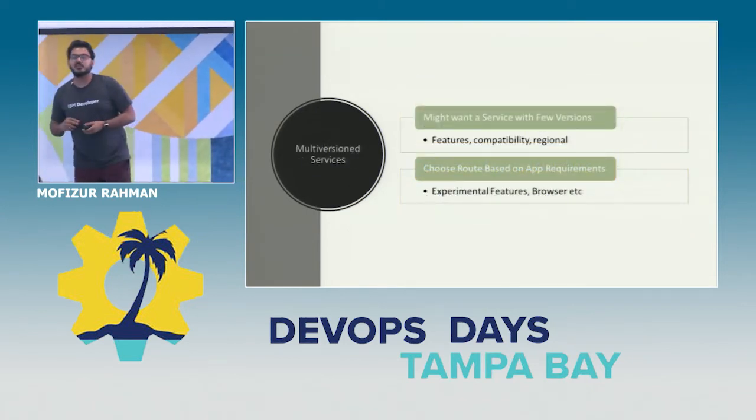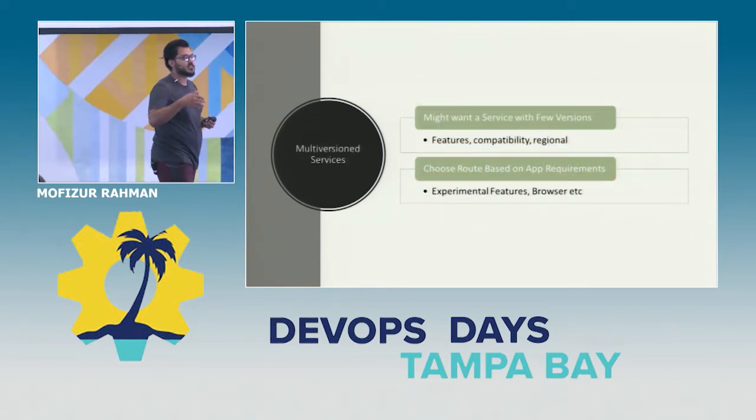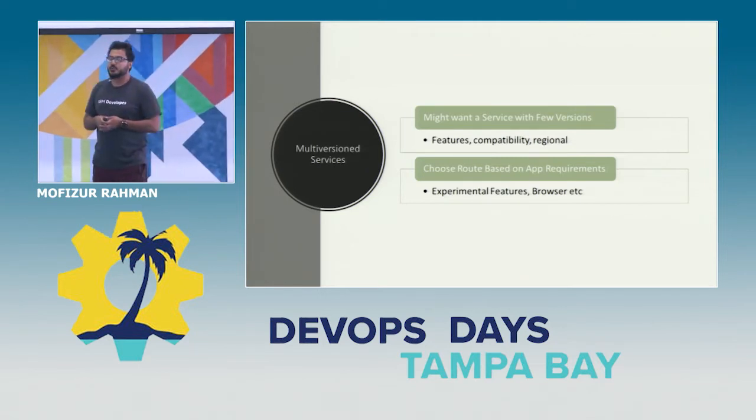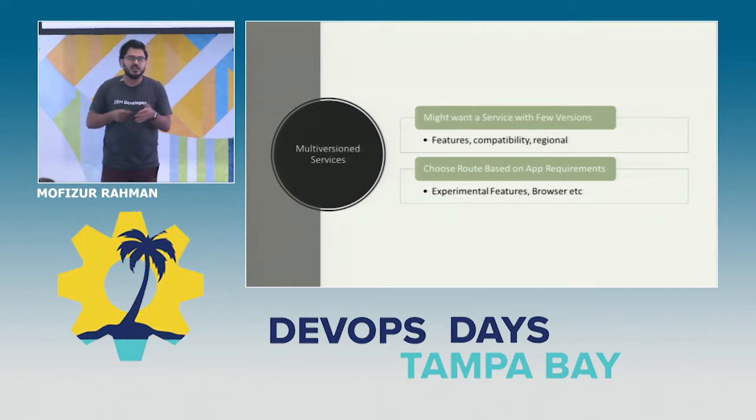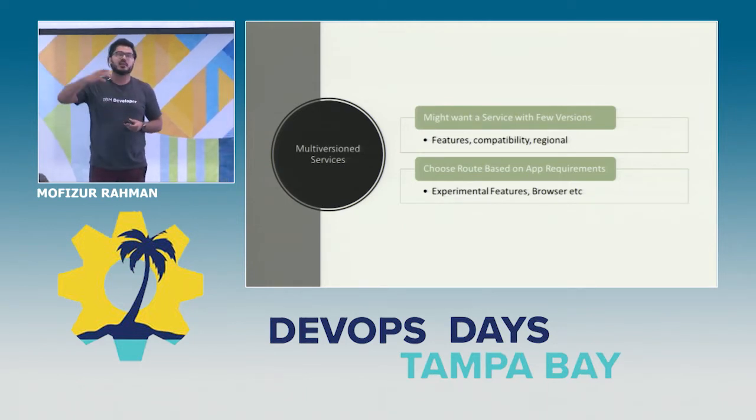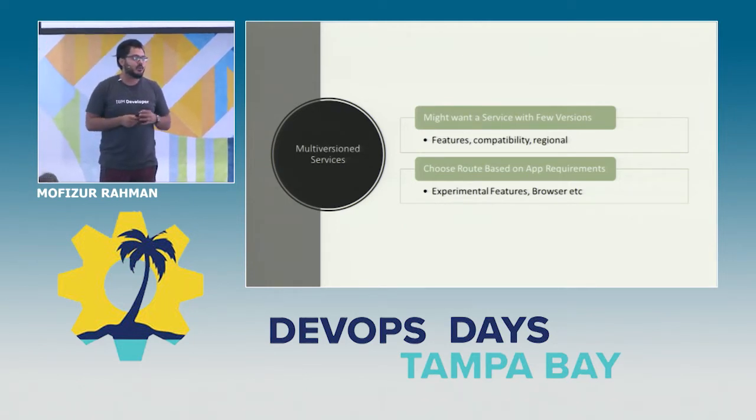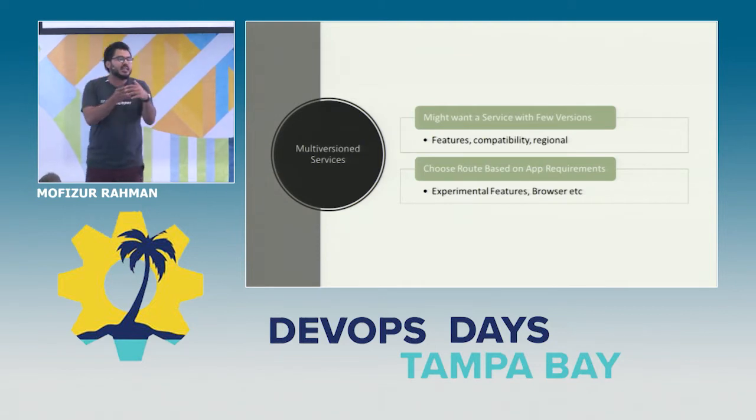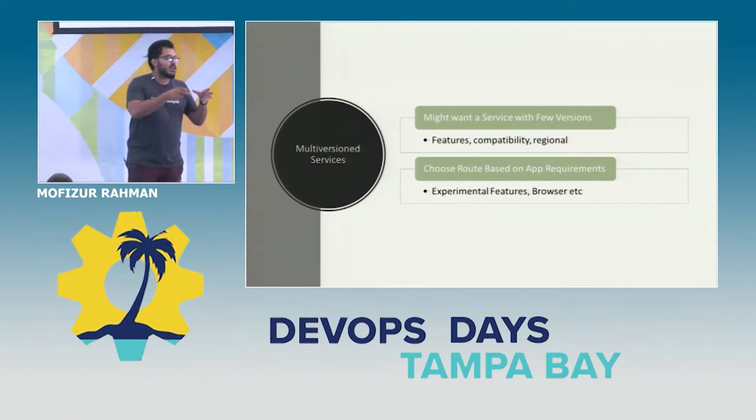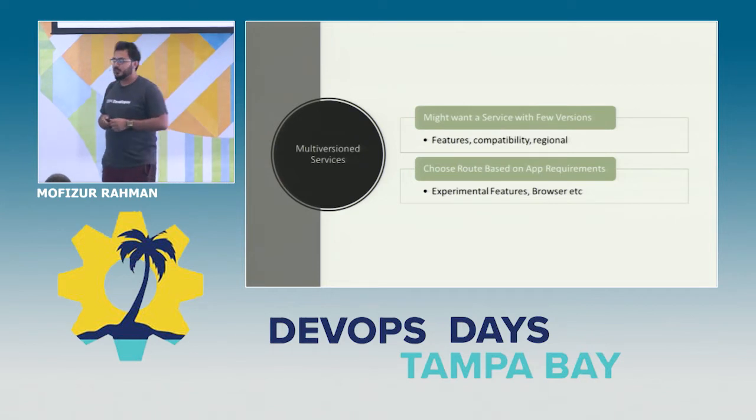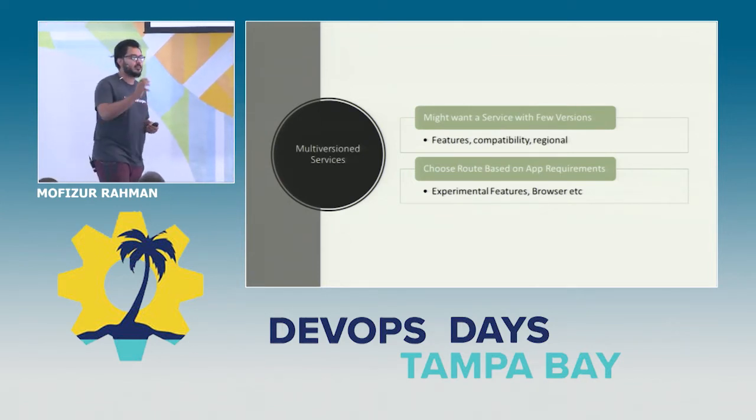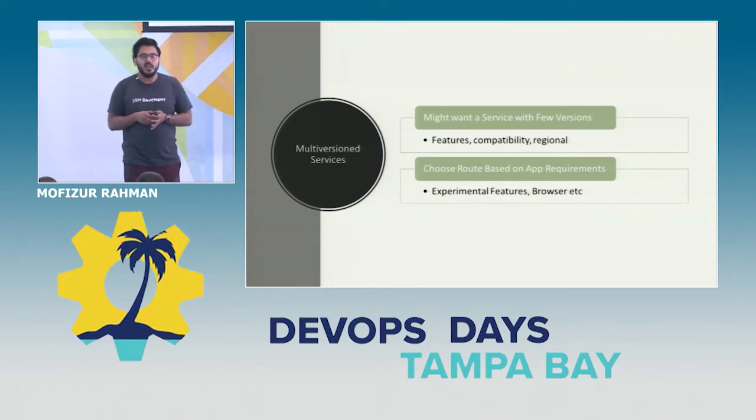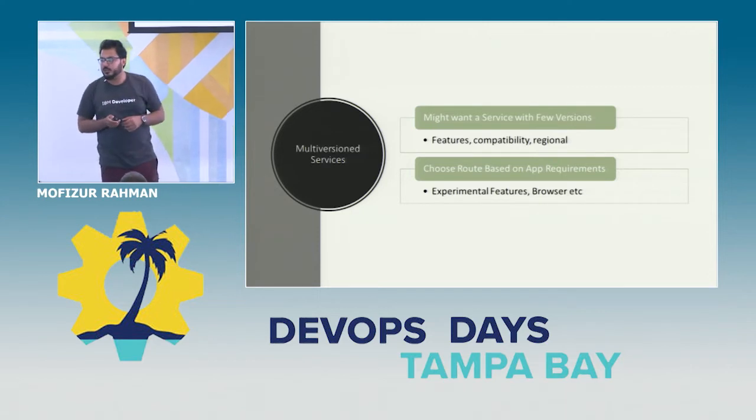And sometimes the reasons you would want to have multi-version services have to do with features, sometimes with compatibility, and sometimes with region. Let's say you have users in a different country, and you want to give them the same application, but a slightly different version. So you want to have multiple versions of the app running at the same time. Also, you can do things like experimental features. Let's say some users sign up for a beta feature from your application, and you want to have them access those features without disrupting the network for other people.